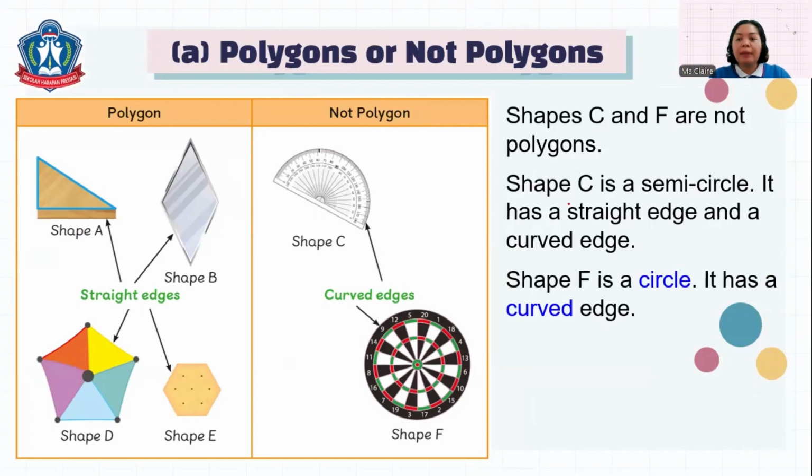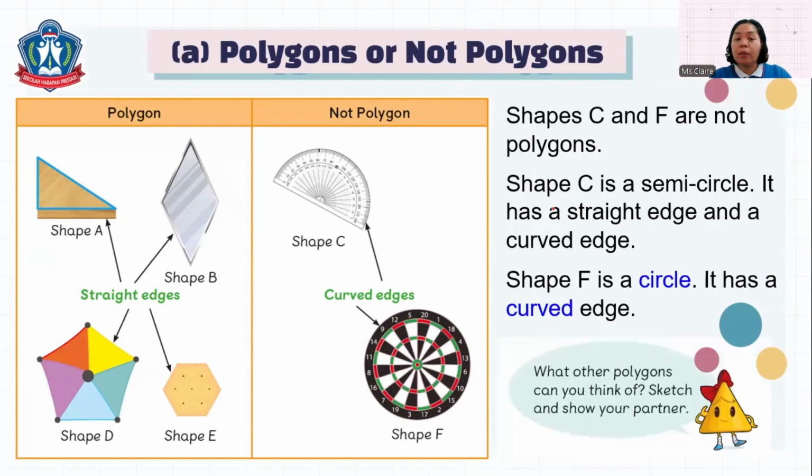On the other hand, shapes C and F are not polygons. Why? Because shape C is a semicircle. It's a protractor, half of a circle. It has a straight edge, but it also has a curved edge. Shape F is a circle, of course. It has a curved edge. It has no straight edge. So these 2 shapes are not polygons. That's the difference between polygon and not polygon. Is it clear now, P3? Can you think of other polygons or can you sketch them? Let's try to sketch them during our class.